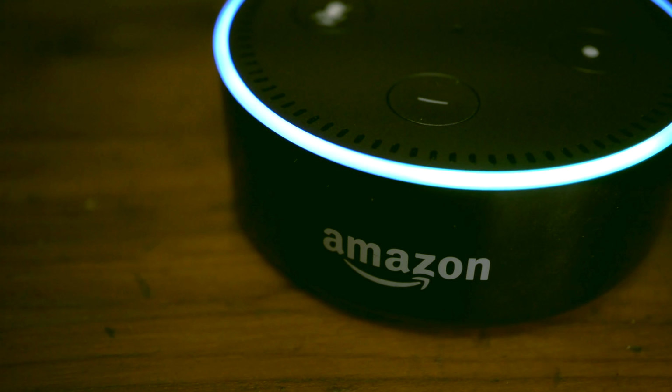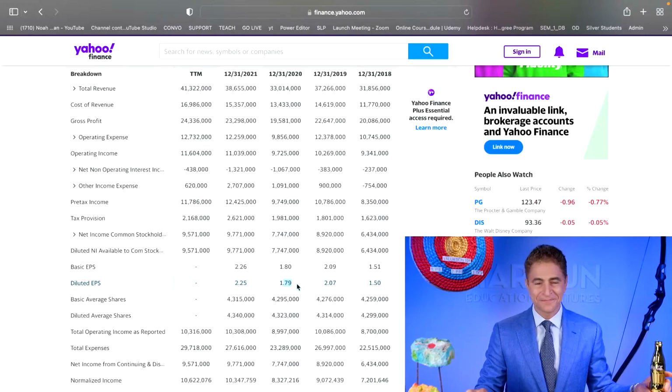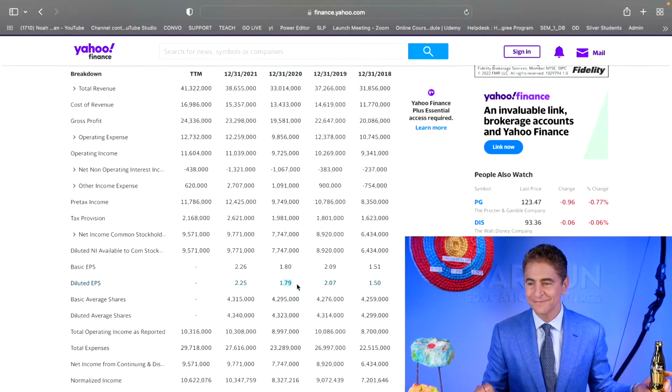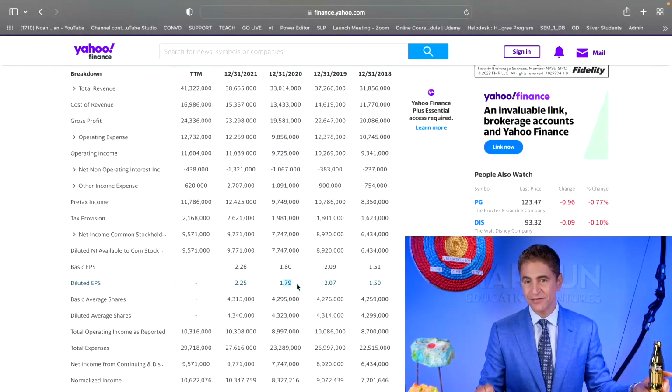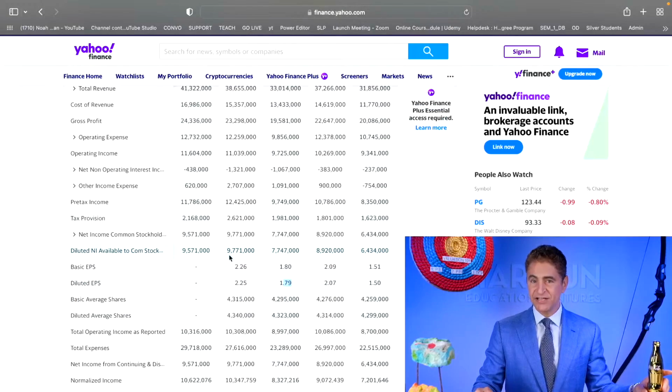Alexa, what's 2.25 divided by 1.79? 2.25 divided by 1.79 is approximately 1.257. 1.25, so that's about 25% growth. Now, in reality, people look at forward earnings, not backward earnings. But this explains it to you.